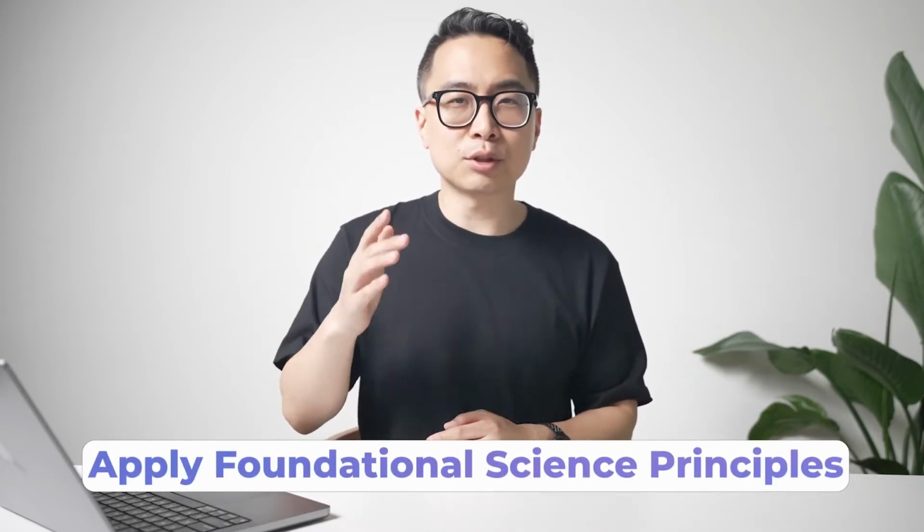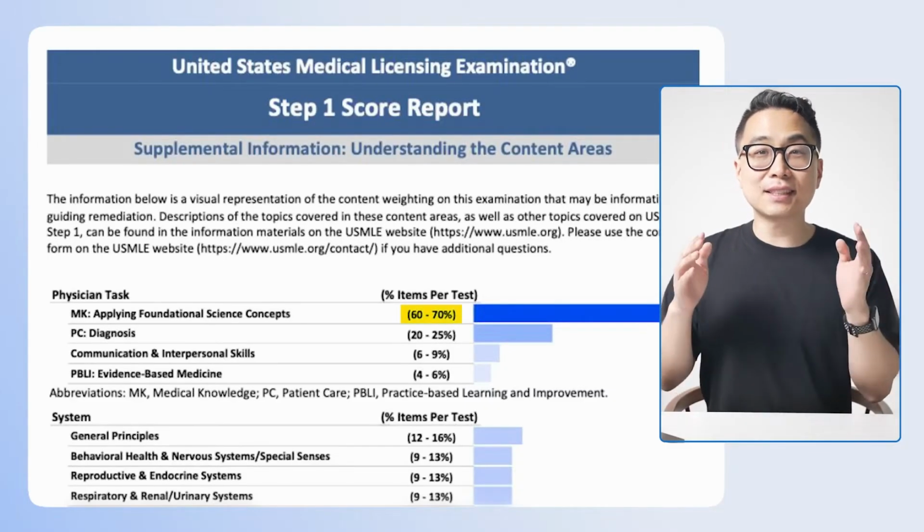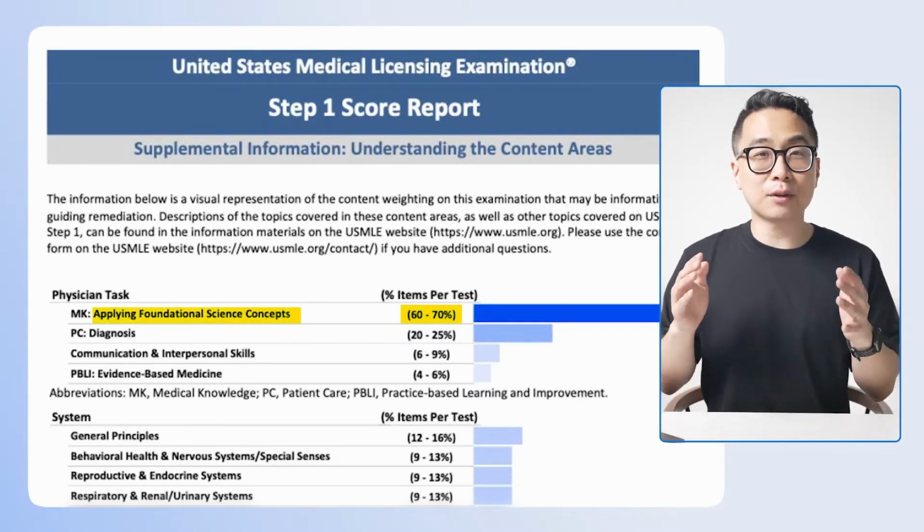And so if you've watched our video on the NBME test writer secrets, where we go through and talk about the secrets behind how it is they write step one and step two questions, this is critical, okay? On the USMLEs in general, they're really, really clear about wanting you to actually apply foundational science principles, and nowhere is this more clear than on step one. And so you can see it here, 60 to 70% of the questions are applying foundational science concepts.